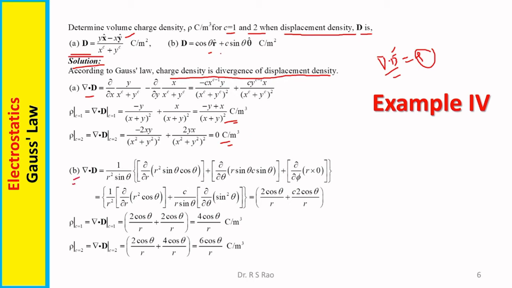D is given in spherical, so del dot D is a somewhat complex thing. Anyway, by differentiation and all that, we can find the divergence of D as 2 cos theta by r plus C 2 cos theta by r. So C equal to 1, C equal to 2. C equal to 1 gives 4 cos theta by r, coulombs per meter cube. C equal to 2 gives 6 cos theta by r, coulombs per meter cube.